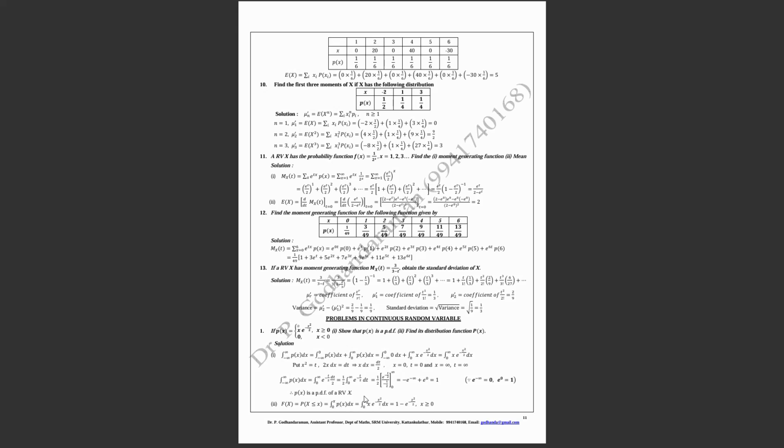So after using the integration and the same technique as for the previous one, we have the answer 1 minus e to the power minus x square by 2, for x greater than or equal to 0. So this is the problem for the continuous random variable. In this way, we can see another question.